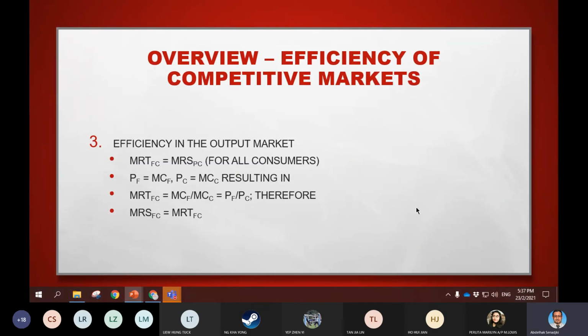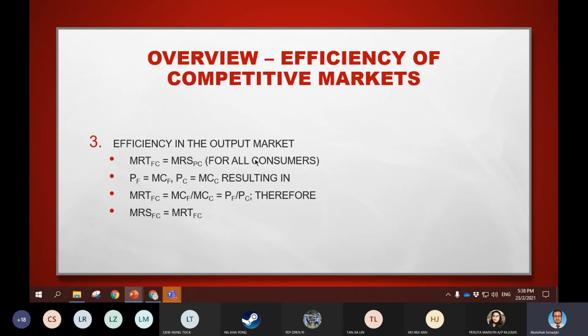Then we talked about efficiency in the output market, and we had, I think, four, yeah. The mix of output must be chosen so that the marginal rate of transformation, MRT, between outputs is equal to the consumer's marginal rate of substitution, or we say MRT for food and clothes equals the MRS for food and clothes for all consumers.